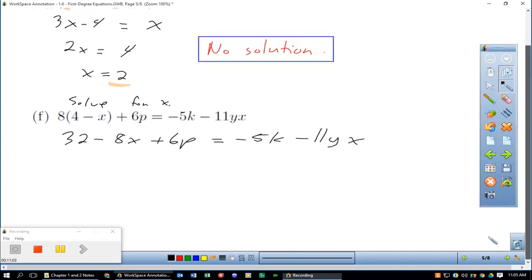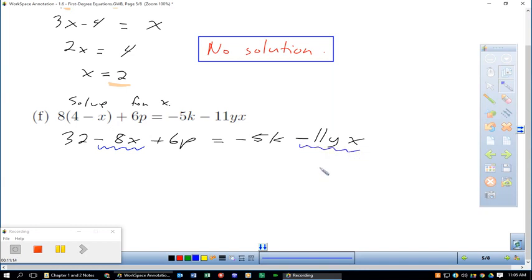Now, as I said, we need to get the terms with the x on one side. That would be the minus 8x term right here, and the minus 11yx. So I'm going to add 8x to both sides. That will give us, over here, minus 11yx plus 8x. That'd be the easiest thing to do. Now, if we add 5k to the other side, we should have 32 plus 6p plus 5k.